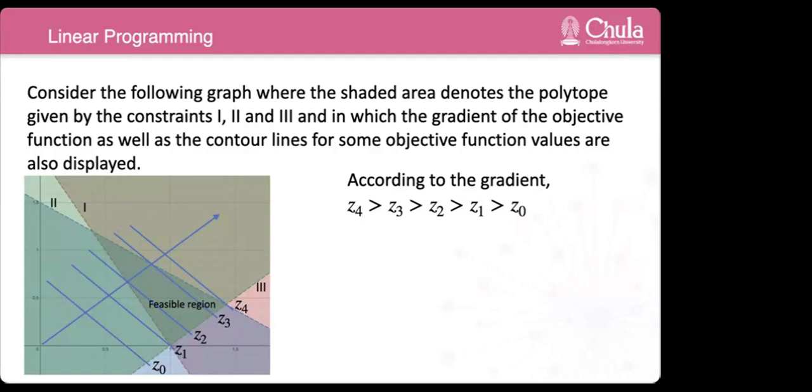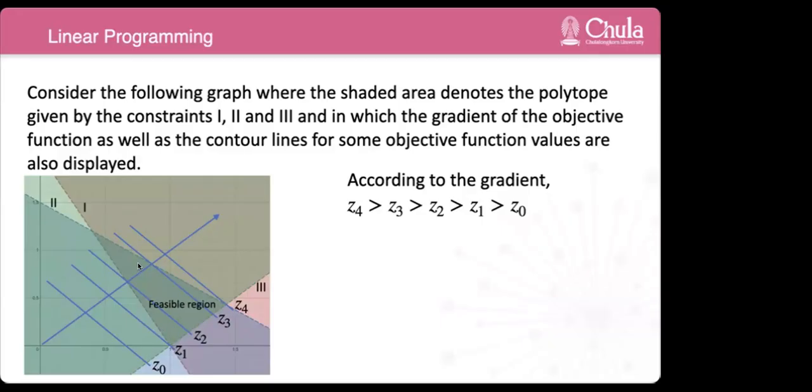The set of points that satisfy all the constraints, we call the feasible region. Here is our feasible region, this triangle. Now we have the feasible region. These three inequality constraints define the feasible region already.